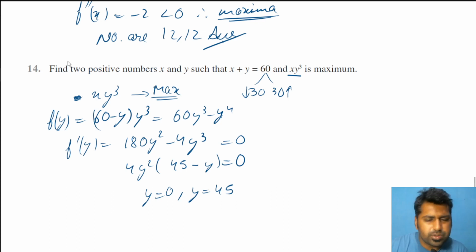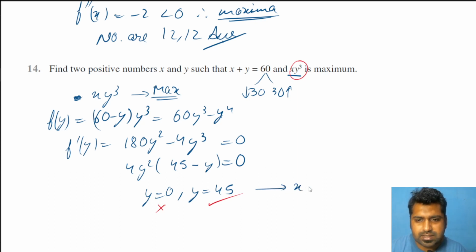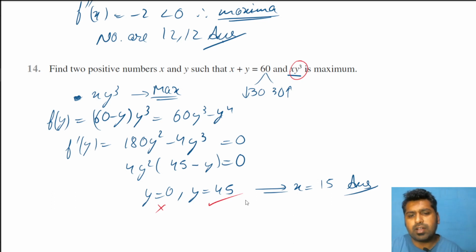Now, just using your common sense, we are calculating a product. If one value is 0, the product will not be maximum. So we can reject this directly without even calculating anything. And this will be the value at which maxima will occur. So y is 45. That implies x is 60 minus y, so 15. So that's your answer: x is 15, y is 45.